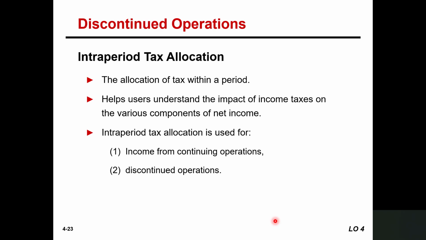So, intraperiod tax allocation. The allocation of tax within a period helps users understand the impact of income tax on various components of net income. Intraperiod tax allocation is used for income from continued operations and discontinued operations.